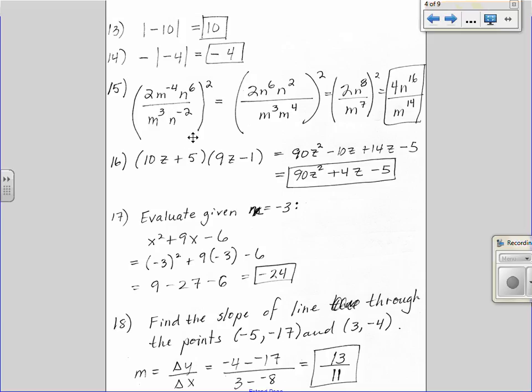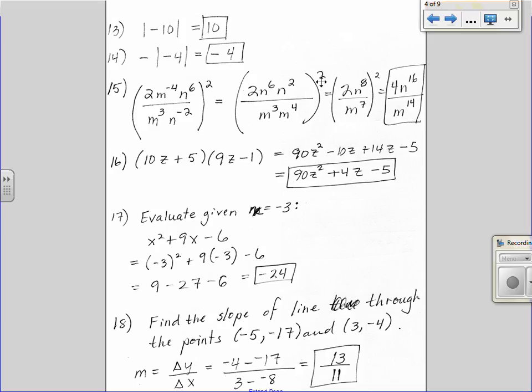For number 15, what I've done here is I'm going to work inside the parentheses first. If I have an n to the negative 2 on the bottom, that would be the same as if I moved an n squared to the top. And an m to the negative 4 on top would be the same as an m to the 4th in the denominator. So I've gone ahead and cleared out my negative terms by rewriting them.